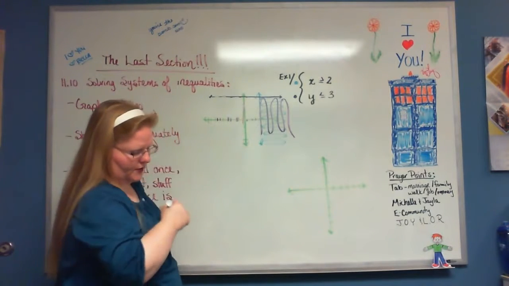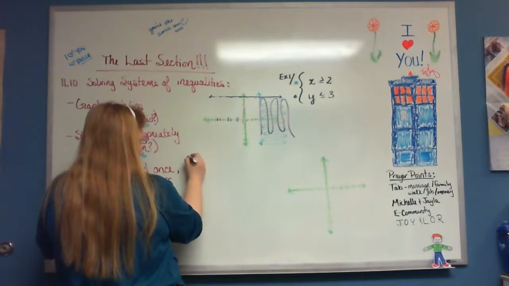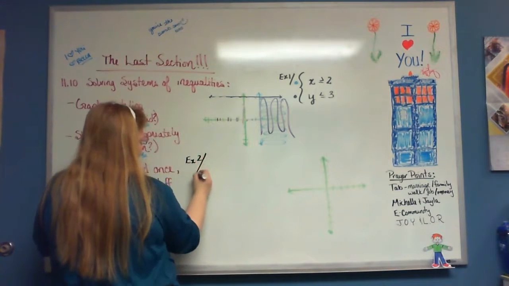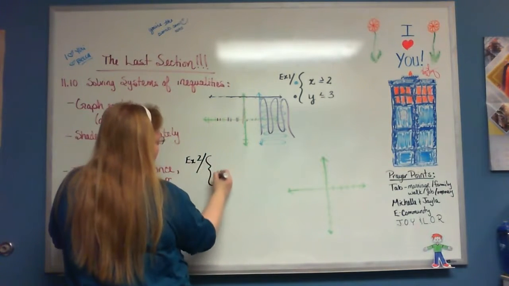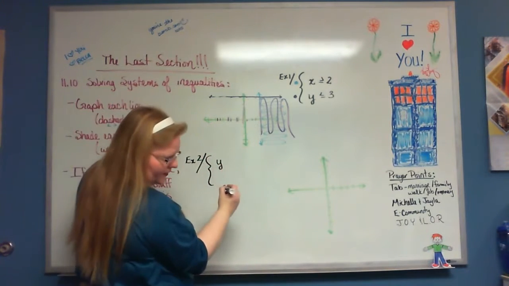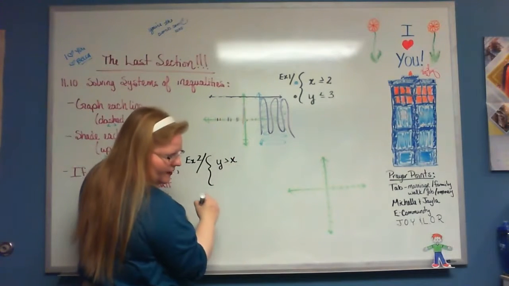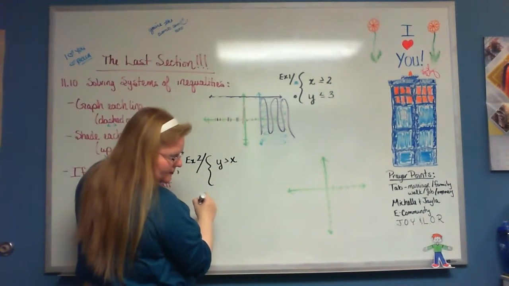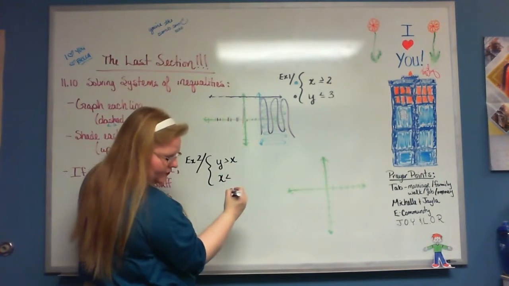And this one is example 2. It says y is greater than x and x is less than -2.